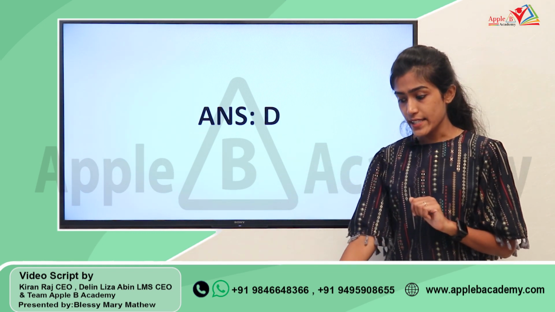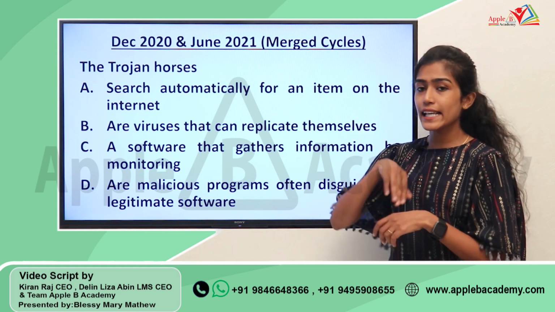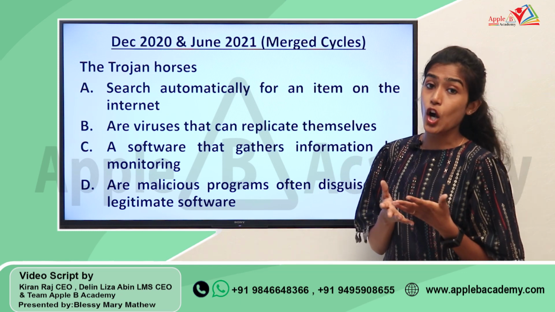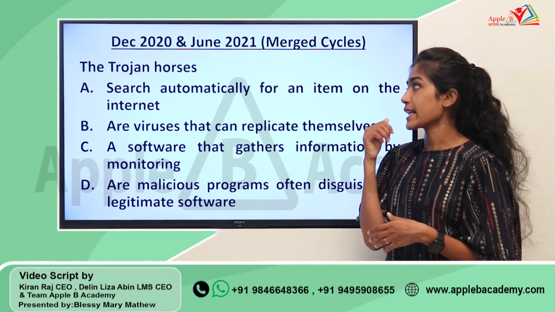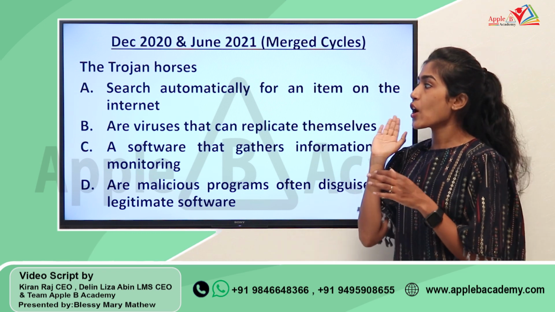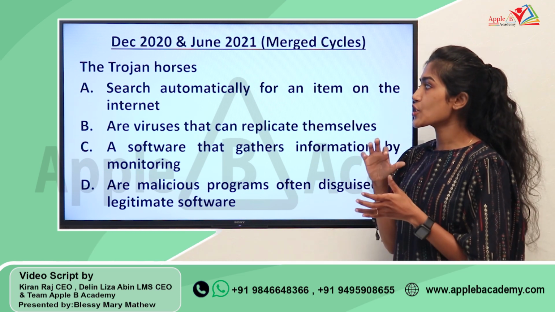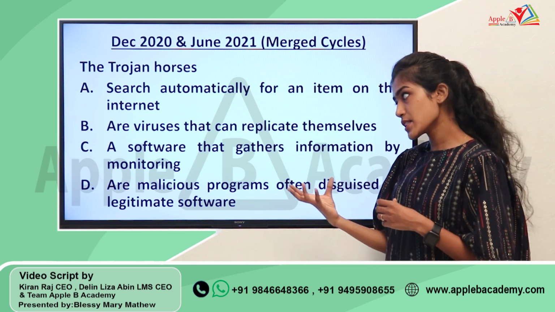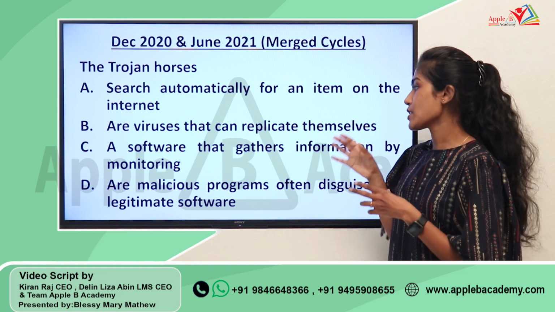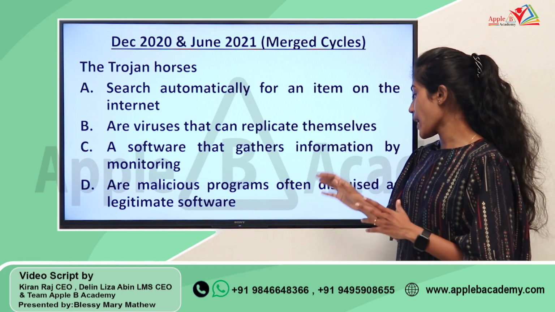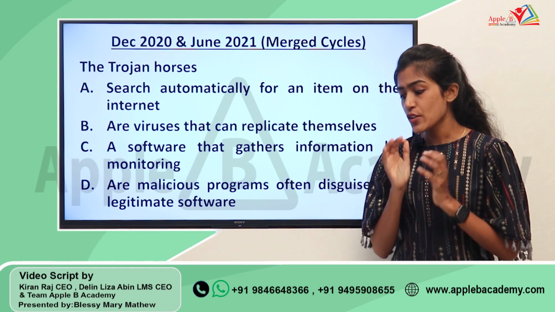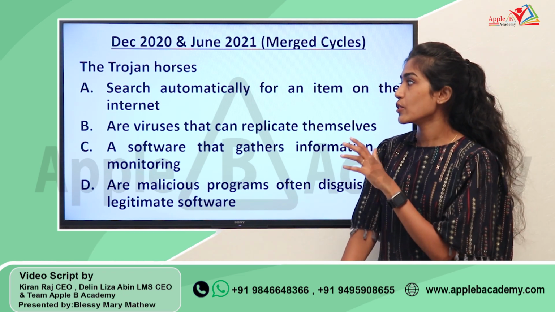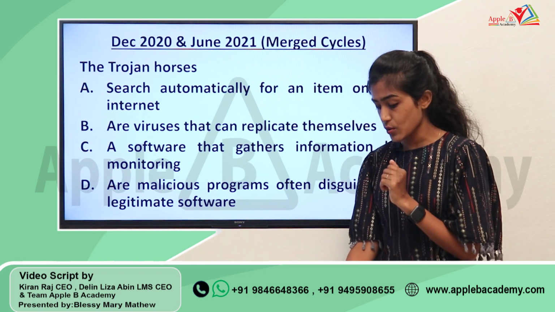Moving to the next question, Trojan horses. So basically these Trojan horses are malicious software, or malware, that can affect our system. We have various options given here as well. Search automatically for an item on the internet, are viruses that can replicate themselves, a software that gathers information by monitoring, are malicious programs often disguised as legitimate software. So what do we mean by this Trojan horse? That is what we are going to look at here, and then we'll be coming back to this question again.